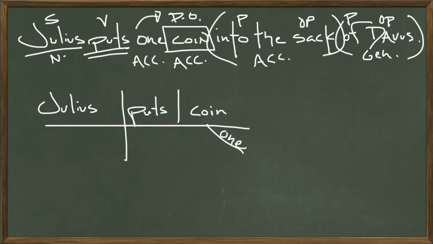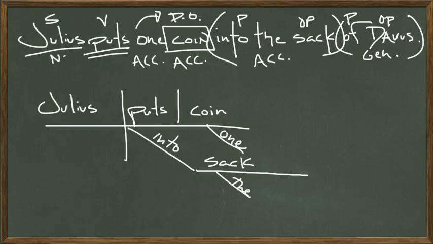He puts what? He puts, or how many coins? He puts one coin. Now, where does he put those coins? Since it's answering the question where, that means it's an adverbial phrase. So into the sack is going underneath puts, underneath the verb. Into the sack. Whose sack is this? Well, it's the sack of Davis. Of Davis really describes the sack. So this prepositional phrase goes underneath sack. Okay, so there we go. The whole thing is labeled in English and diagrammed in English. Julius puts one coin into the sack of Davis.